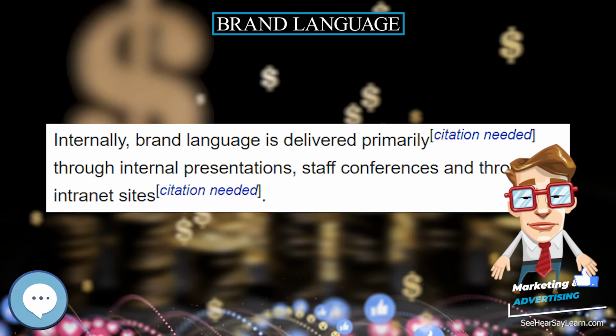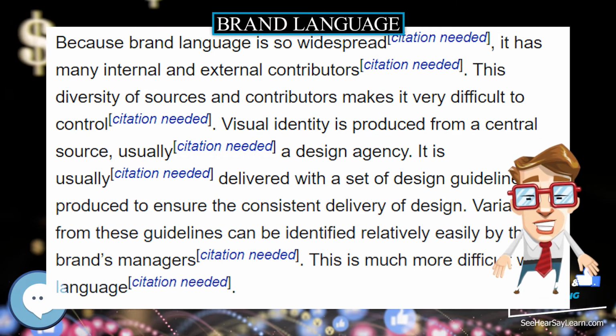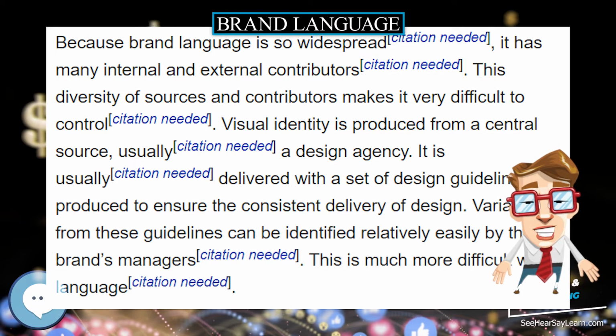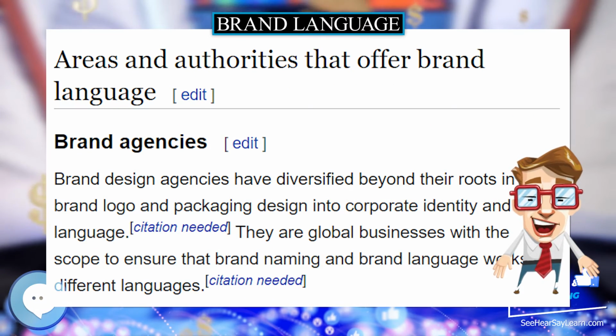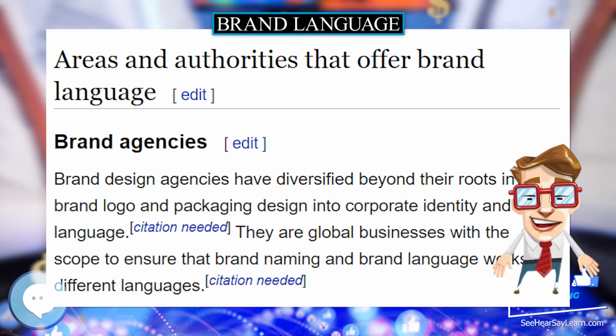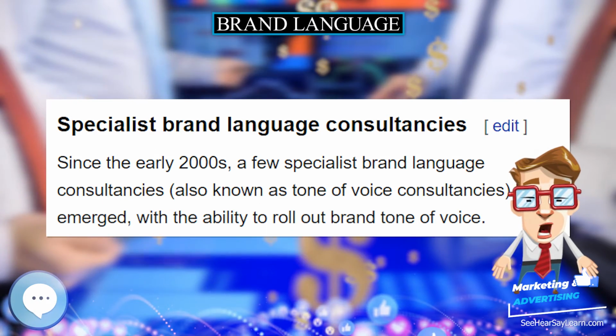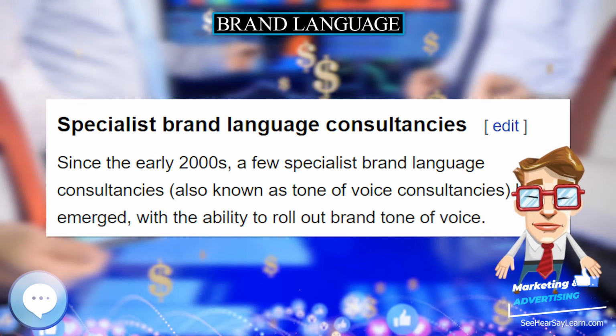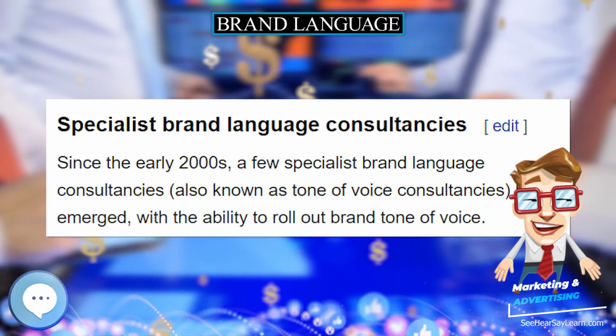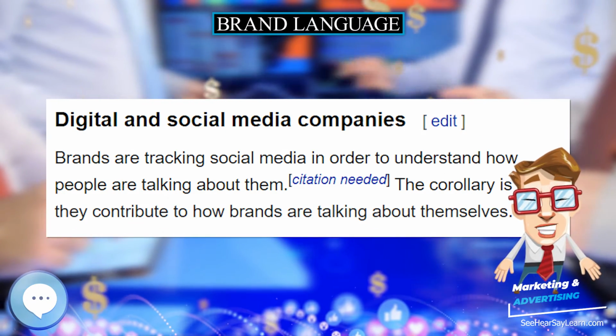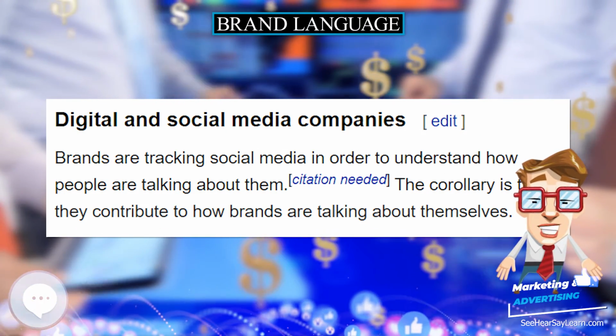Visual identity is produced from a central source, usually a design agency. It is usually delivered with a set of design guidelines produced to ensure the consistent delivery of design. Variations from these guidelines can be identified relatively easily by the brand's managers. This is much more difficult with language.